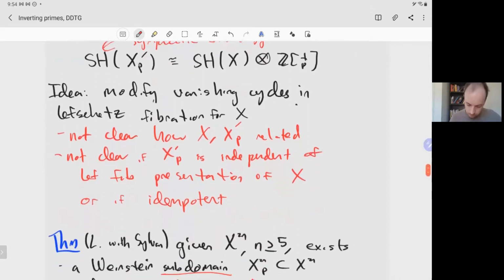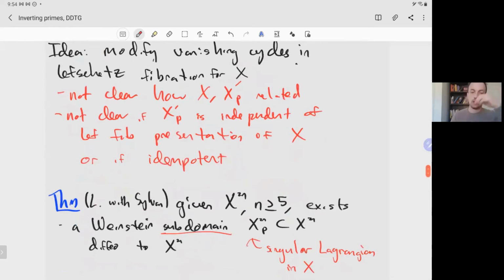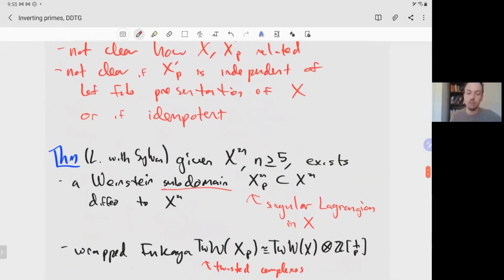Okay. So let me first state a result joint with Zack Sylvan. First of all, we upgraded this result of Abouzaid and Seidel. We show that given a Weinstein domain X, where n is at least 5, there exists a Weinstein subdomain X_P of X, which is diffeomorphic to X, with the property that its Fukaya category is the localization of the Fukaya category of X.